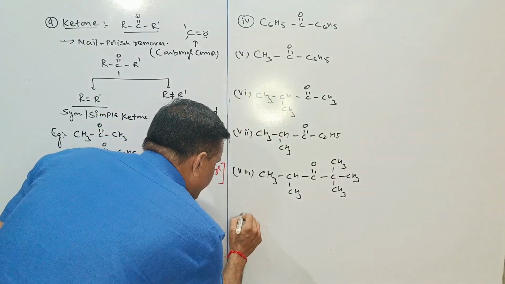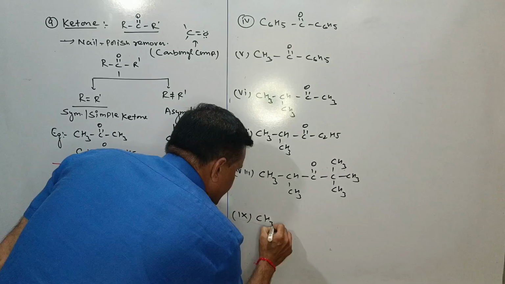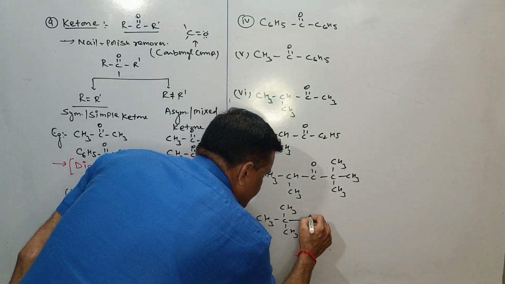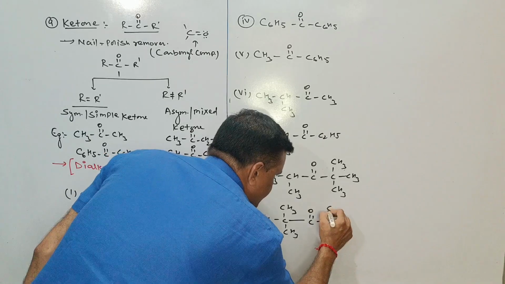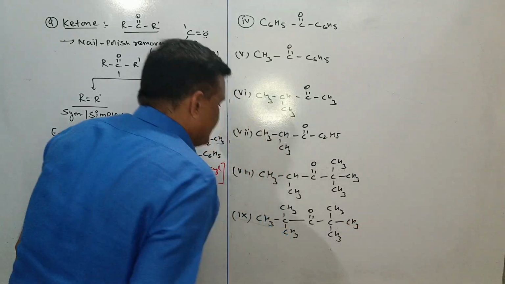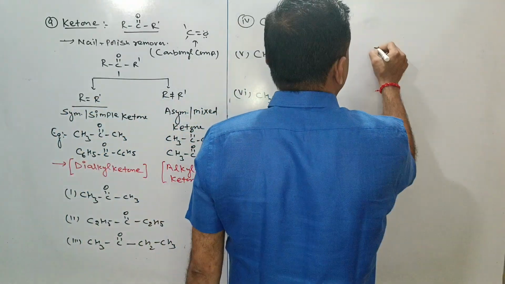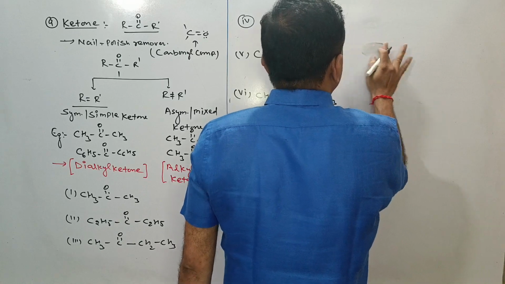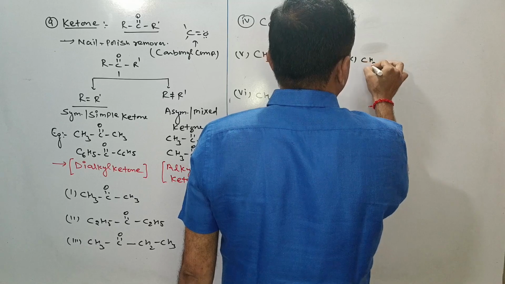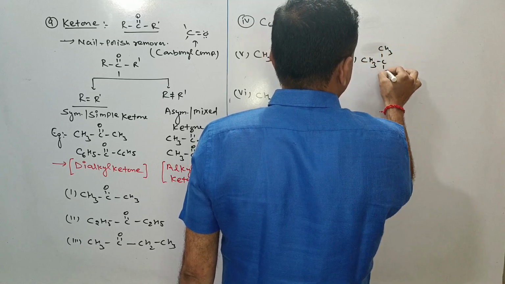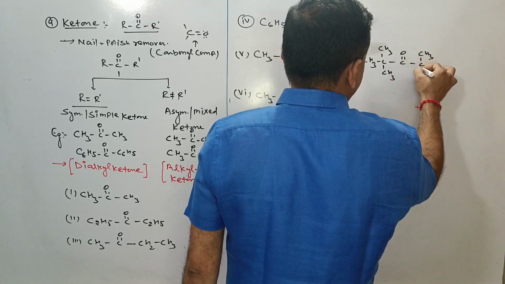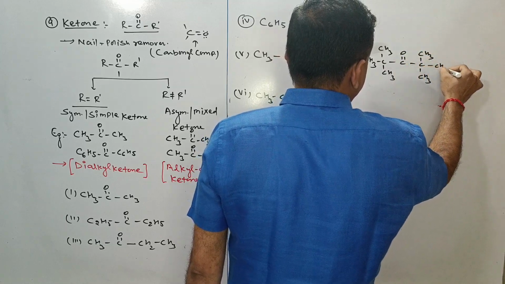And we can take the ninth compound over here: CH3 CH3 CH3 C, with CO, and C CH3 CH3 CH3. Now the tenth compound is CH3 CH2 C CH3 CH3, with CO, and C CH3 CH3 CH3.